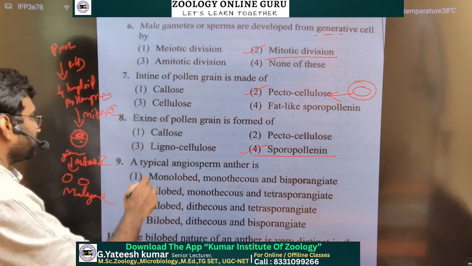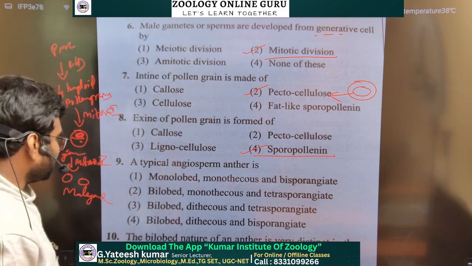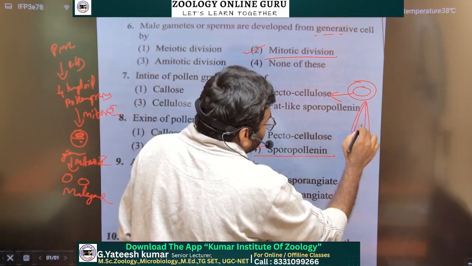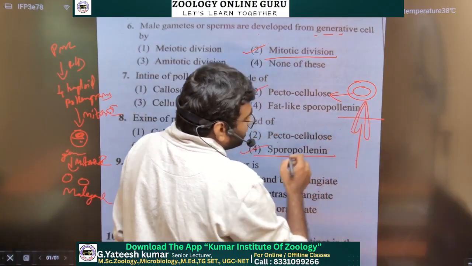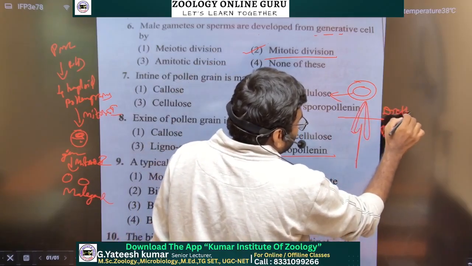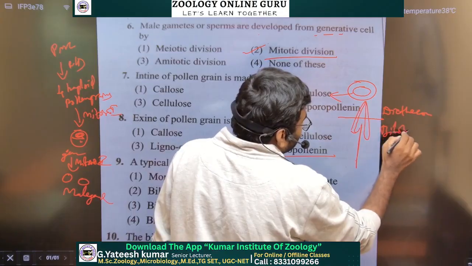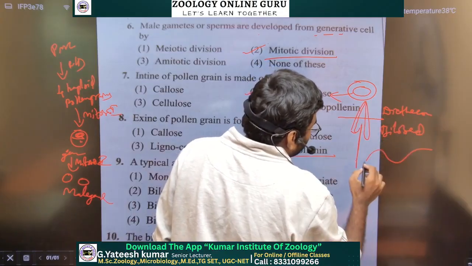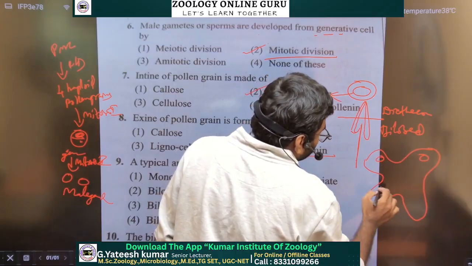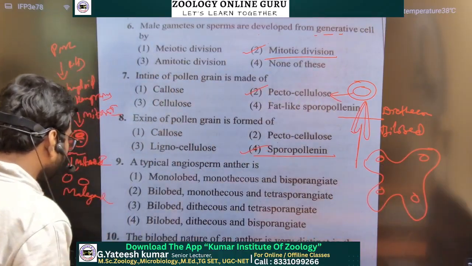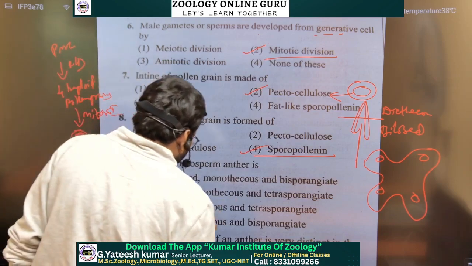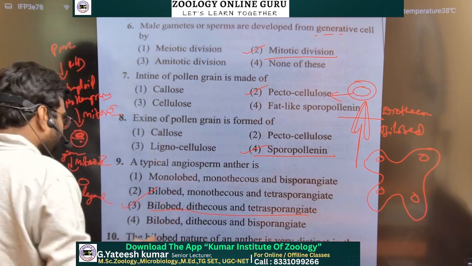A typical angiosperm anther is bilobed. If we cut the transverse section, the typical angiosperm anther is usually dithecous, bilobed, and tetrasporangiate. So bilobed, dithecous, and tetrasporangiate. This one. So the third answer will be the right answer.